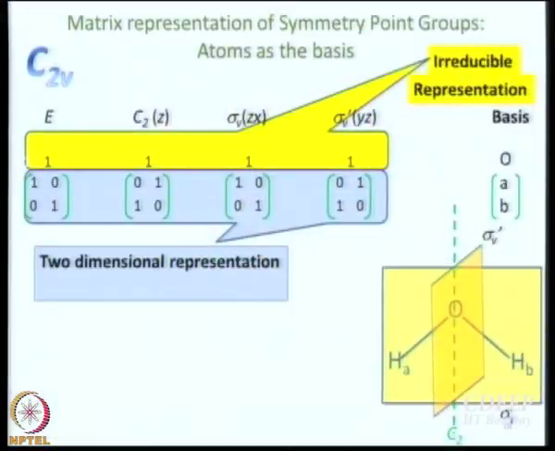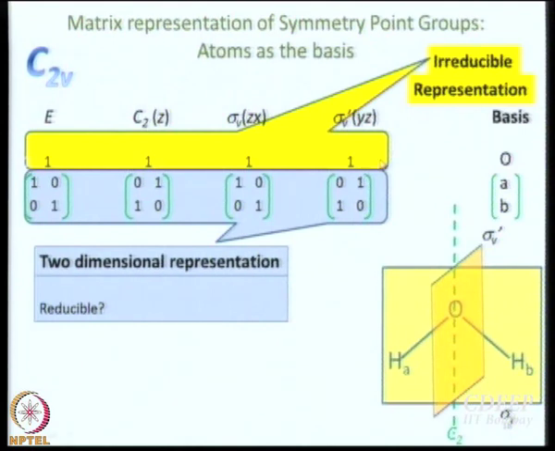So, moving on, we have to think about this one. This is a two dimensional representation, right. Is this a reducible representation? Is this an irreducible representation? So, the question that I am essentially asking is this, are these 2 by 2 matrices diagonalizable or not? This is diagonalized, this is diagonalized, these two are not.